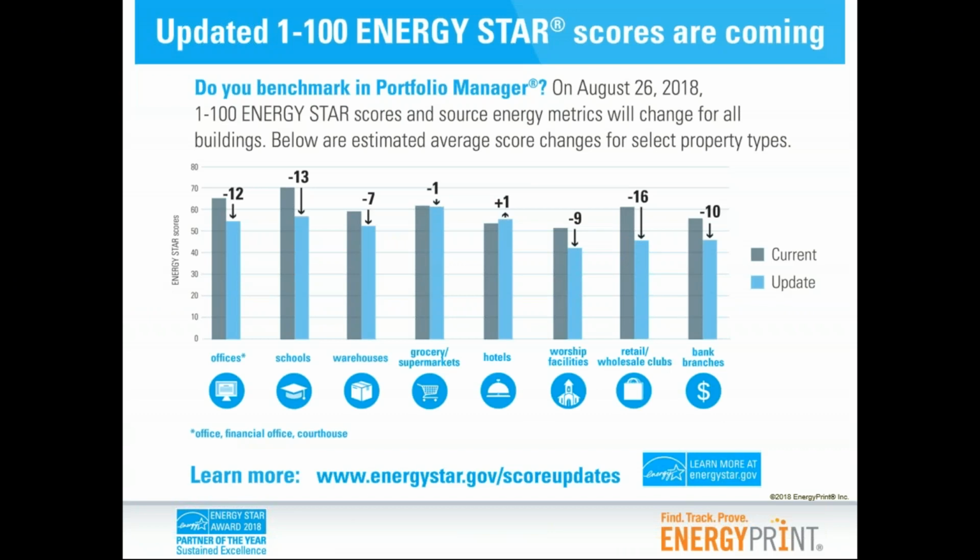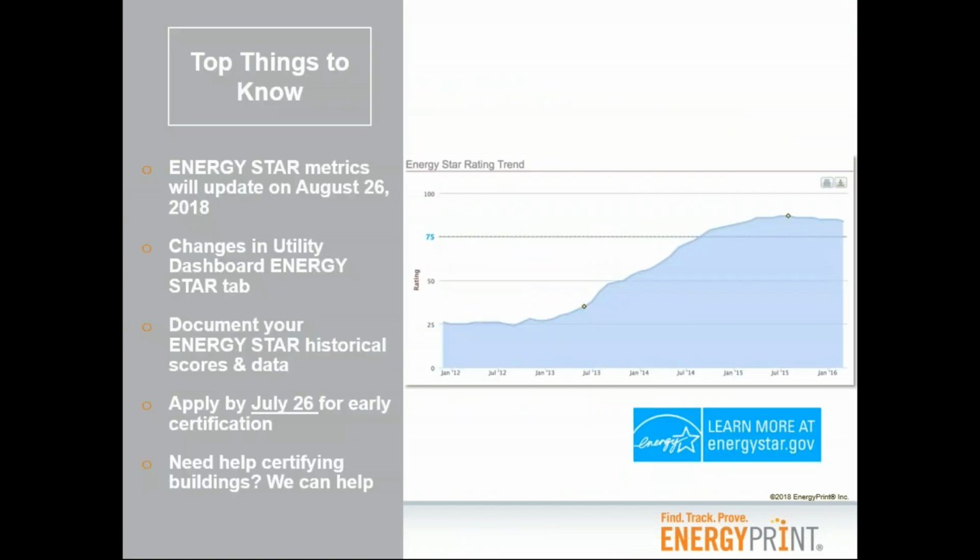Since this baseline data is going to be 10 years newer, and there have been so many efficiencies in buildings over that time, Energy Star estimates that scores of every building are going to drop anywhere from 1 to 16 points. August 26th is a key date to keep in mind: your Energy Star scores are going to change, and likely they're going to drop as of August 26th.